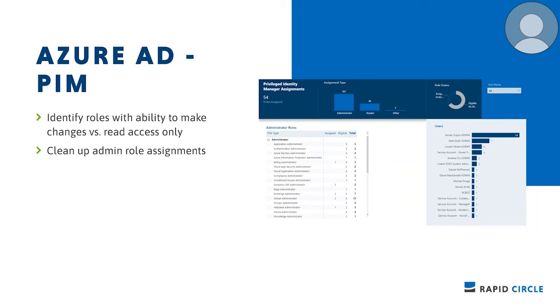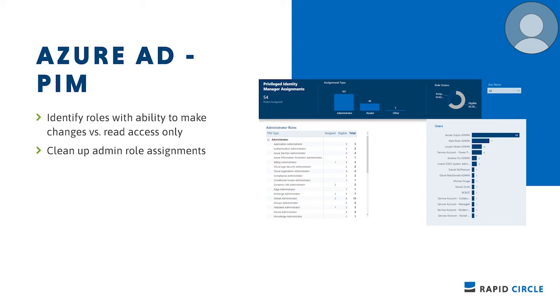Now, one that we added very recently is Privileged Identity Manager. So this shows us all the different roles in Privileged Identity Manager and who they're assigned to, whether they're administrative roles or more of a reader role, and how many of them are eligible versus active. So this is our particular tenant. I've been doing a lot of cleanup of our admins, and trust me, I'm not done yet.